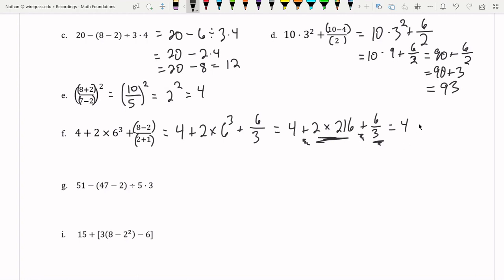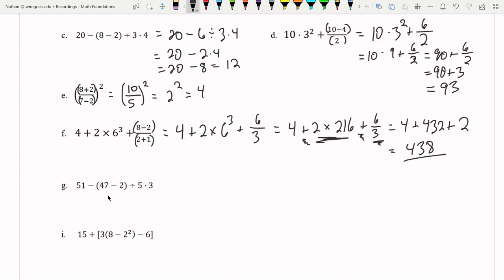2 times 216 is going to be 432. And 6 over 3 is 2. And now you can see I have addition all the way through. 4 plus 432 is 436, plus 2 is 438. So as long as you understand which operations are done first, you can actually save some time and do things at the same time.